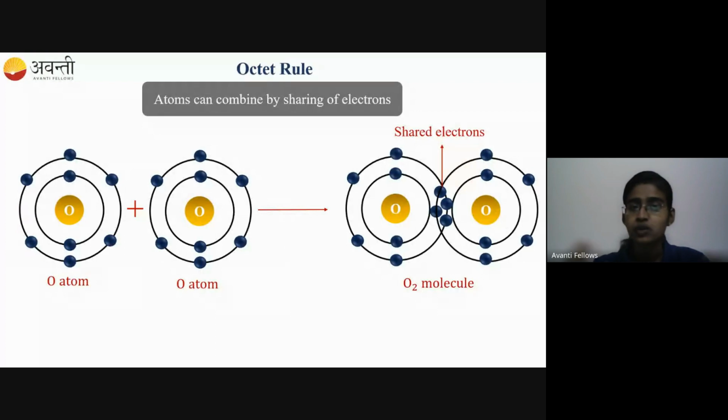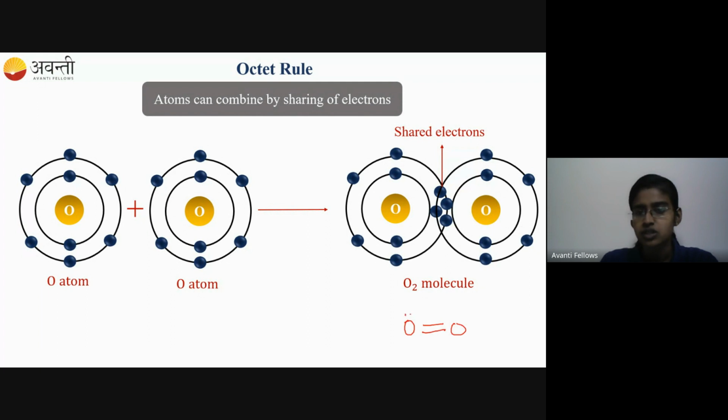So why do they share or why do they transfer? By doing this transferring process or the sharing process, an atom is having 8 electrons around it. That is, it is gaining the octet configuration. When a particular element is attaining the octet configuration, it is said that that configuration is stable for that system. That's why atoms combine to form the molecule. Now you see around this oxygen. This is the O double bond O molecule.